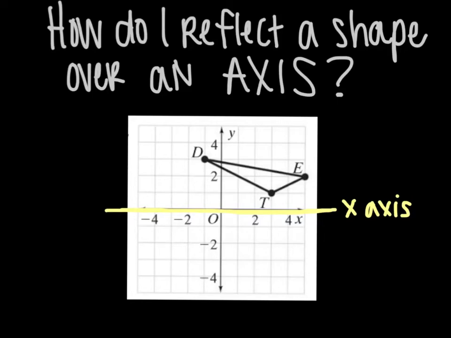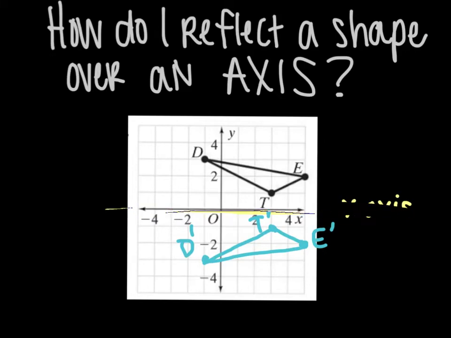Where would the other pieces end up? So T would end up right here, so we're going to call that T prime. E would end up here. And for you visual learners, this is probably very easy for you to see. And D would end up right here. So then if I were to fold it, those points then would be touching. There is your reflection over the x-axis.